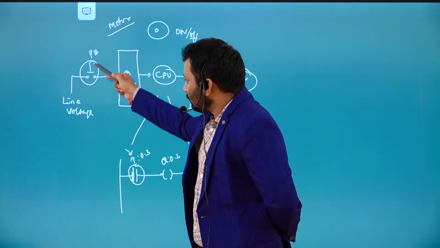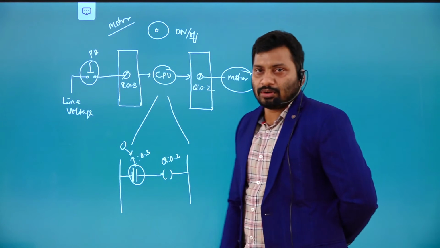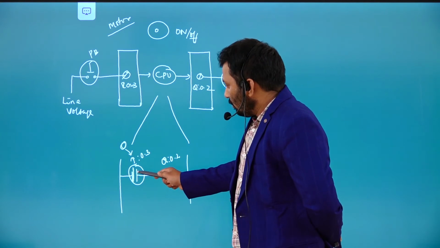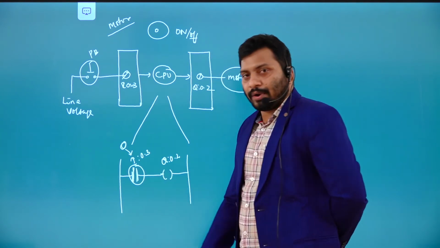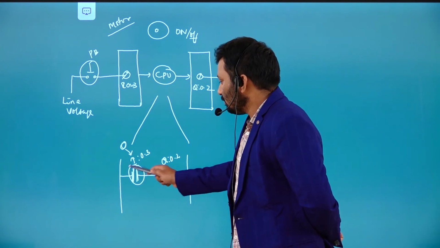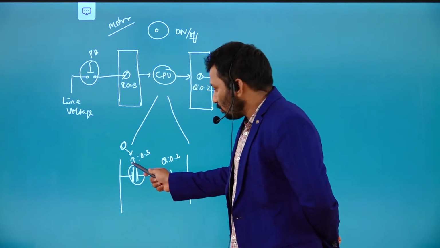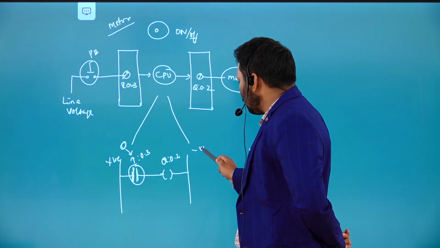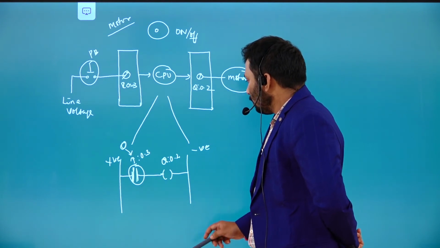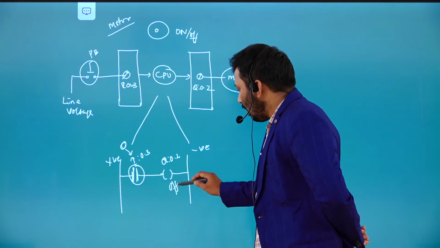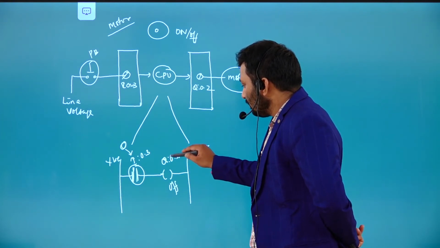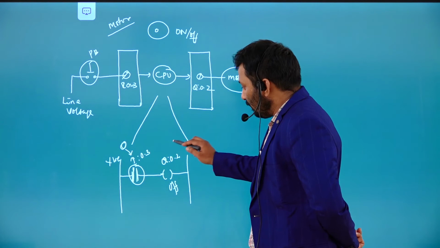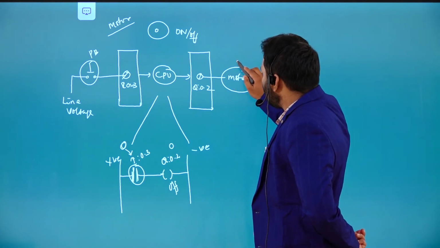If the push button is in the open condition, input is 0. If input is 0, what will happen to this normally open contact? This input contact is not going to be energized. If it is not energized, there is no power flow from the positive rail to the negative rail. Then this is going to be off only. That means the updated data in the output image block corresponding to this terminal is going to be 0. That is the reason this motor is going to be off.